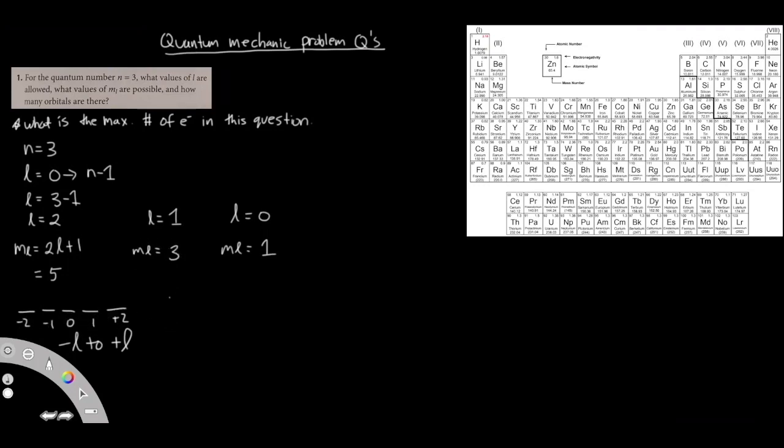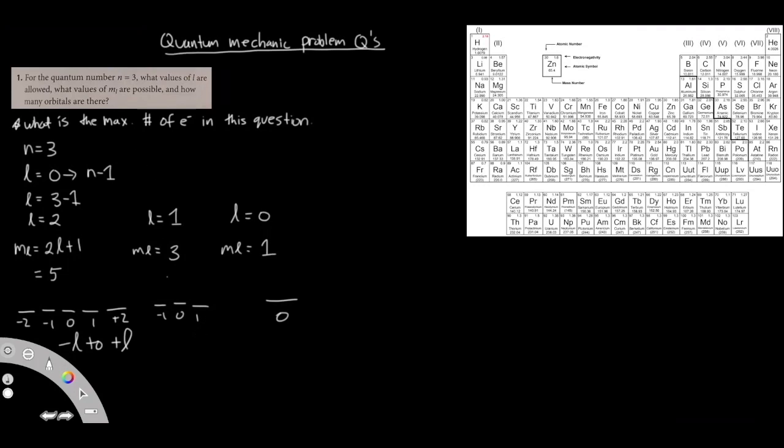Similarly, for the next ML value here, 3 orbitals, negative L to positive L, so negative 1 to 1. And then the last one here as well, 1 orbital, and then of course it can only be a 0. So what values of ML are possible? The values of ML can be 0, negative 1, 1, negative 2, and positive 2. That's pretty much the answer.